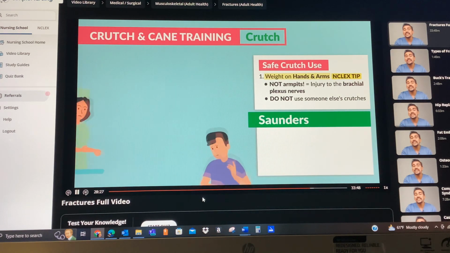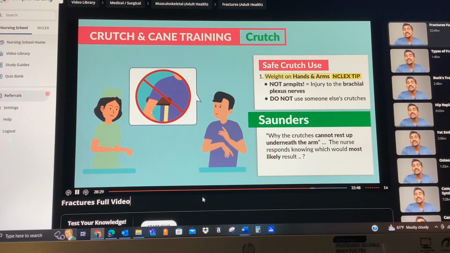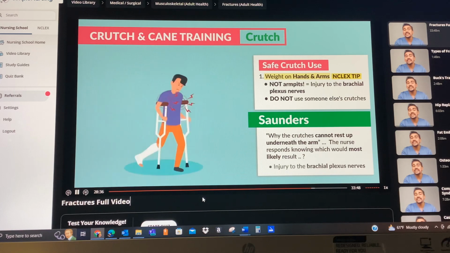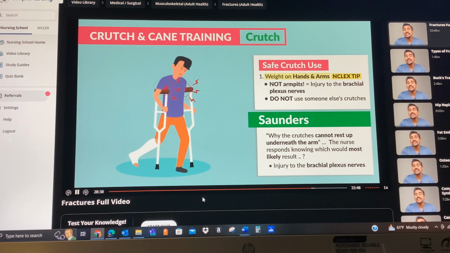So Saunders mentions, a client asks why the crutches cannot rest under the armpit. The nurse responds knowing which would be the most likely result. Injury to the brachial plexus nerves.